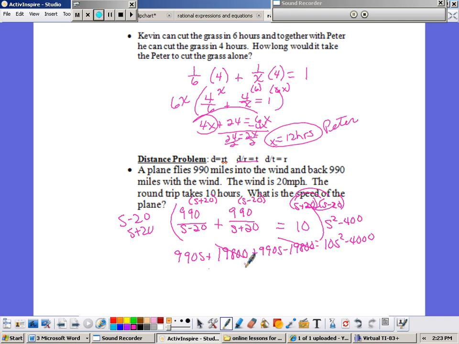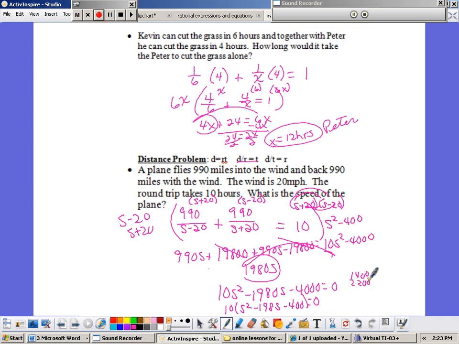And I'm going to move that 1,980 to this side. So 10s squared minus 1980s minus 4,000 equals 0. Pull out a 10. S squared minus 198s minus 400 equals 0. Factor. 1 and 400, 2 and 200. Oh, bingo. So 10 times s minus 200, s plus 2 equals 0.